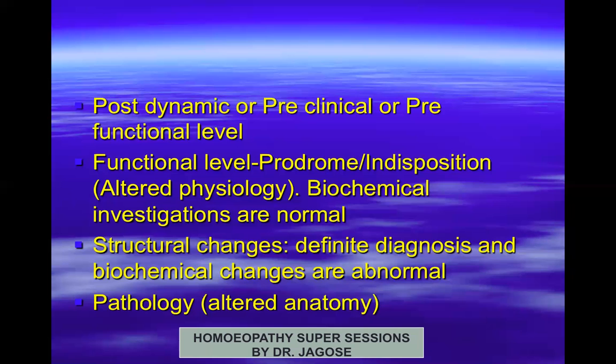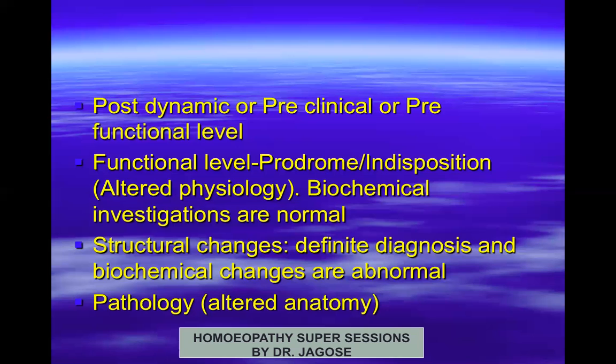Why are they known as improperly called chronic diseases? Because they mimic the true chronic disease. So you may mistake an indisposition for a true chronic disease. Let us see the basic differentiating point between an indisposition and a true chronic disease. In an indisposition, the cause is always external. In a true chronic disease, the cause is always internal.